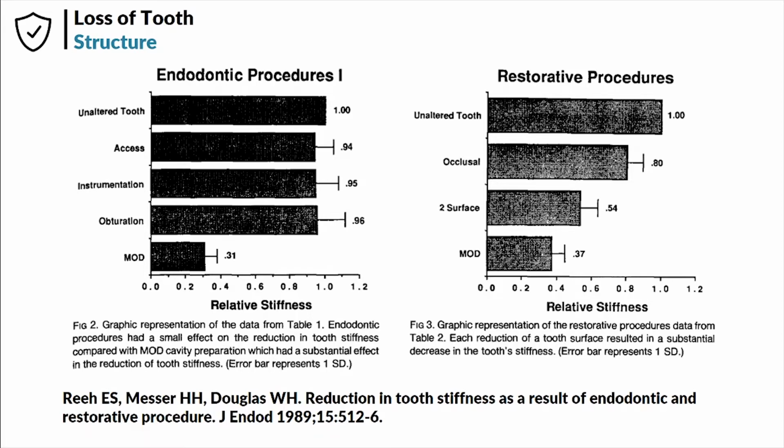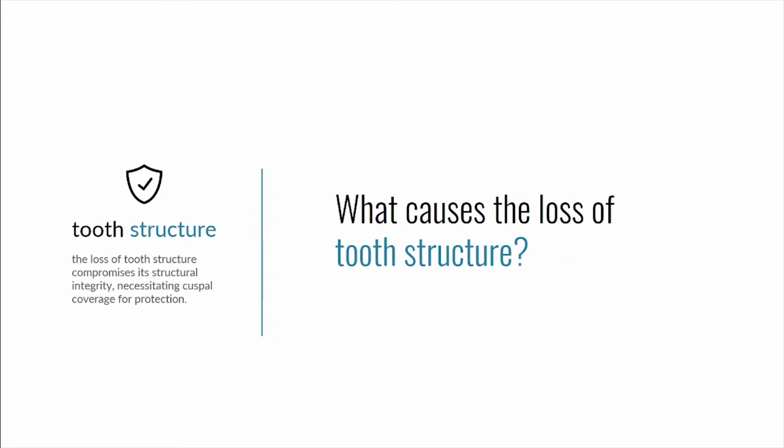So in order to better protect those cusps, we're going to end up putting a crown on that tooth to, if you want to visualize it, kind of hold everything together because you've got the whole tooth reinforced circumferentially in 360 degrees. Okay, so let's answer this question.